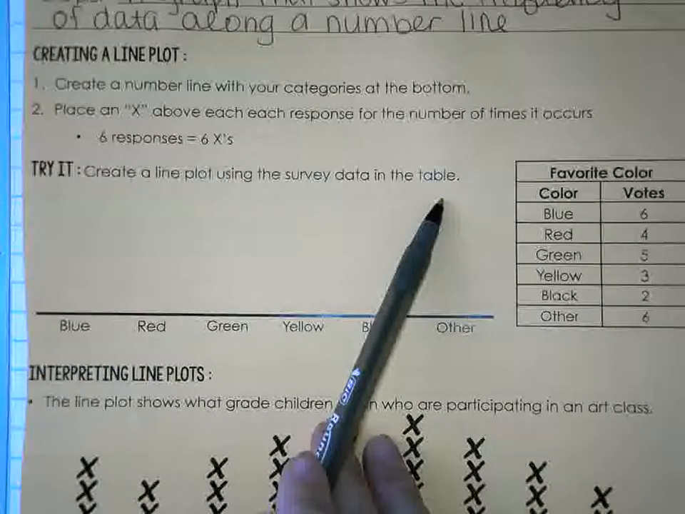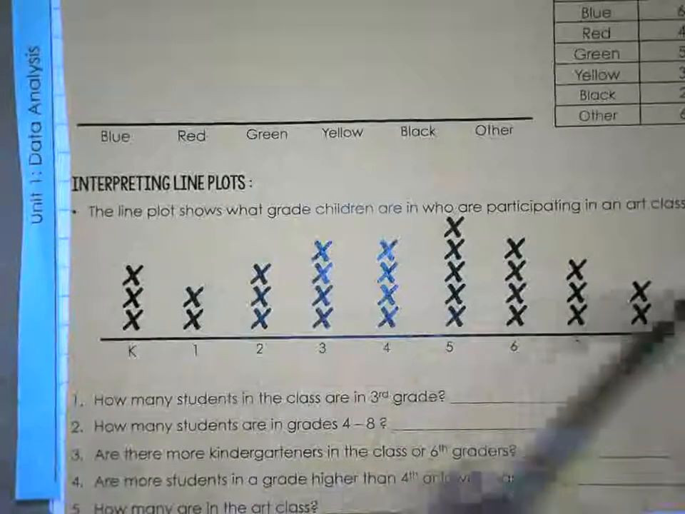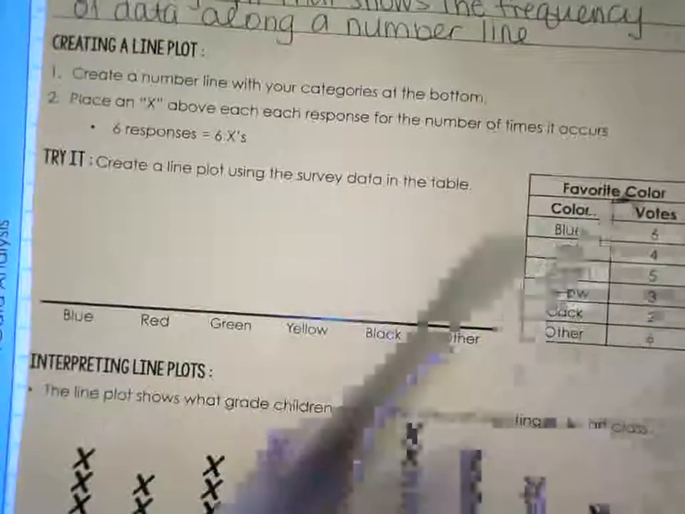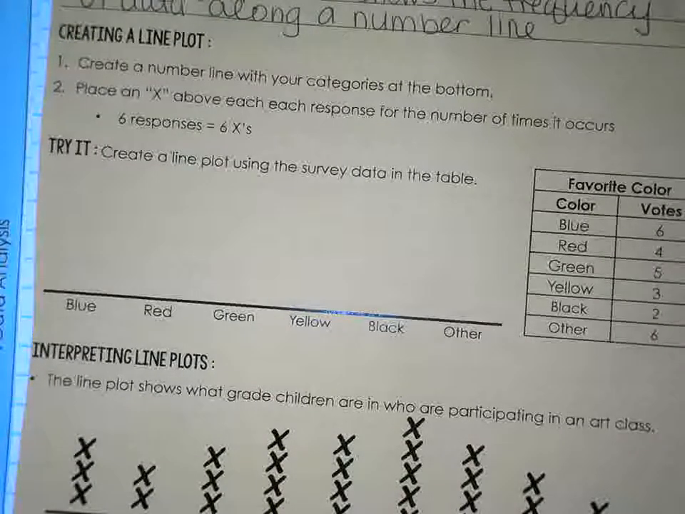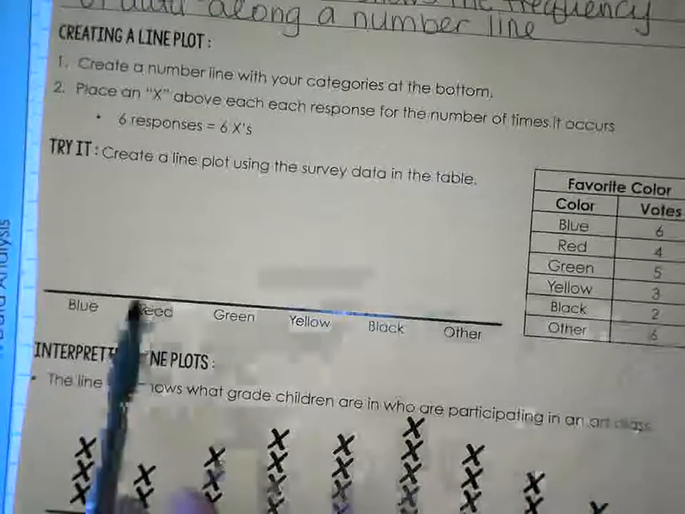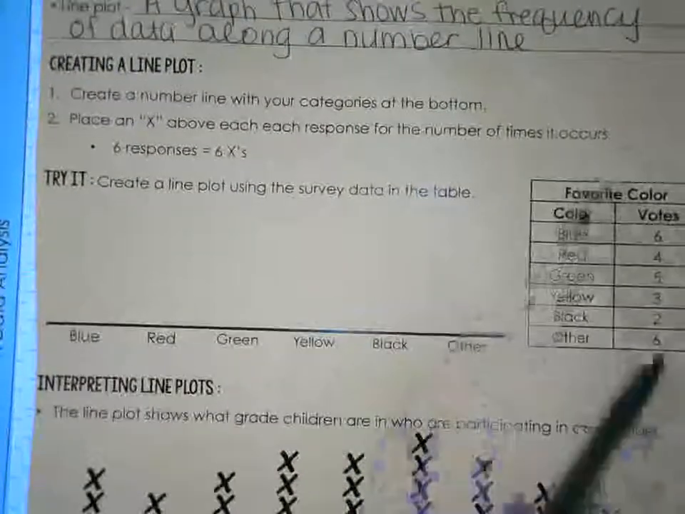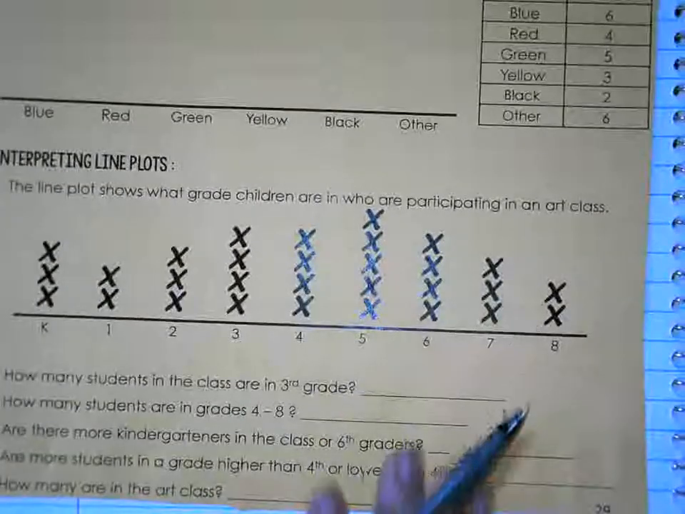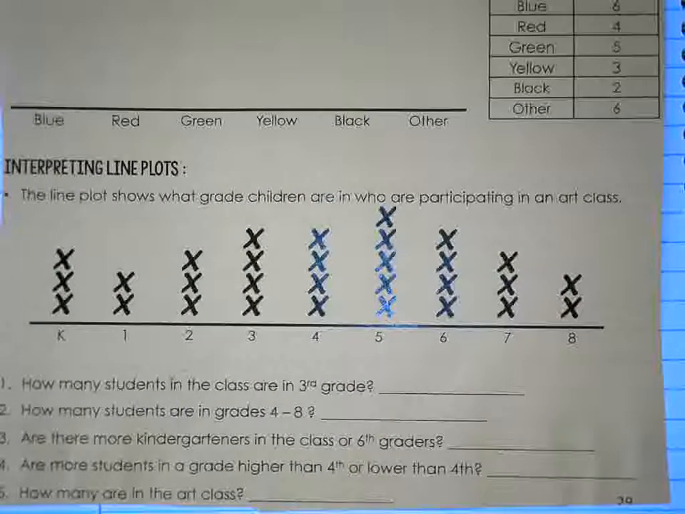So here we go. Create a line plot using the survey data in this table. Your line plot, guys, should look like this one, using these numbers and X's over here. So I want everyone to do that one for me, because honestly, I think you guys have got it, and I don't need to tell you how to make X's above each number based on the numbers that you see here. Last is interpreting. Just like we interpret stem and leaf plots, we need to interpret our line plots.